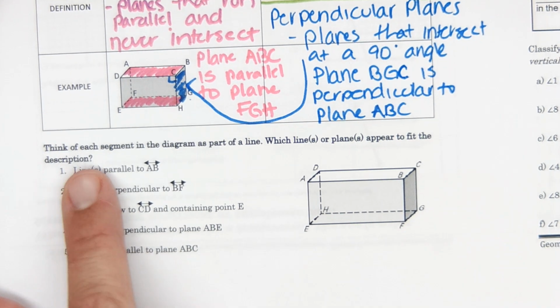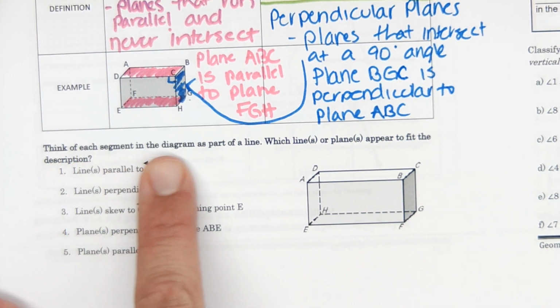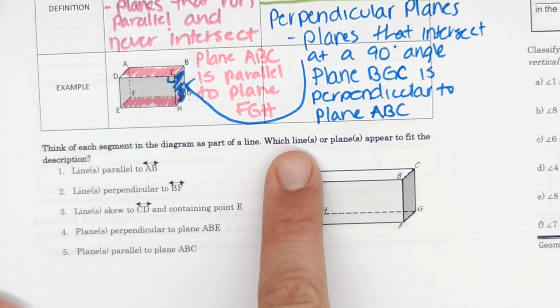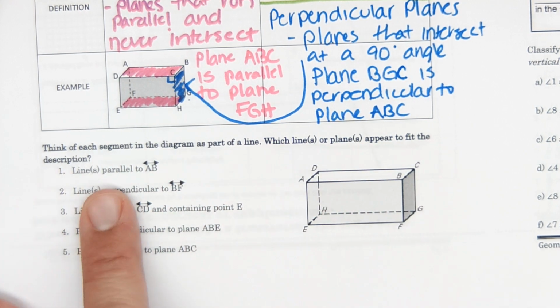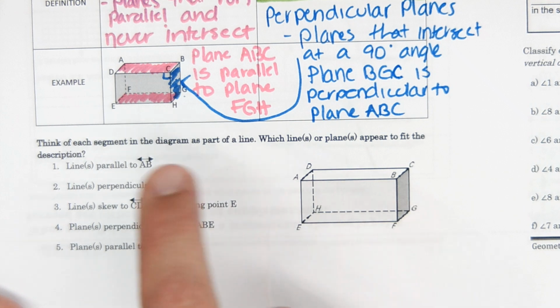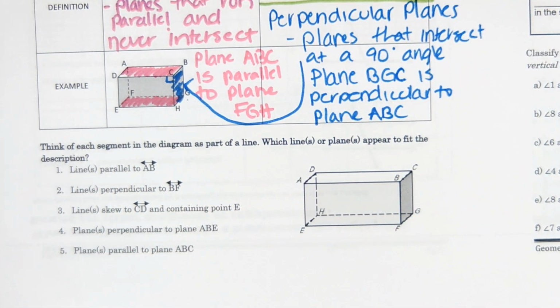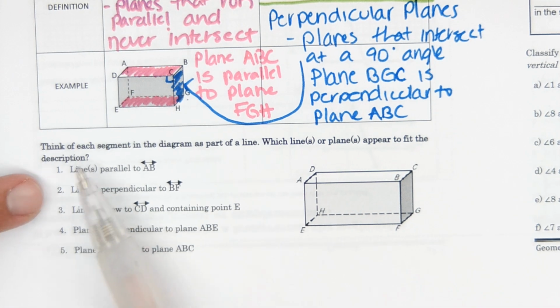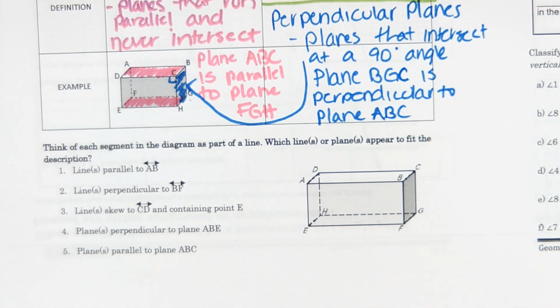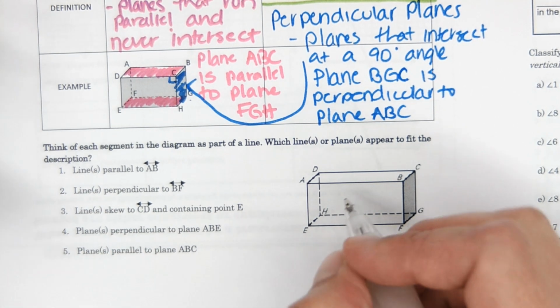Okay, and then for these questions here, it says, think of each segment in the diagram as part of a line. Which line or plane appears to fit the description? So here's our picture, and then we're just using this vocabulary here to answer these questions. And I'm going to be using pencil because as I go, I'm going to label the shape and then erase for the next problem so it doesn't get too crowded.